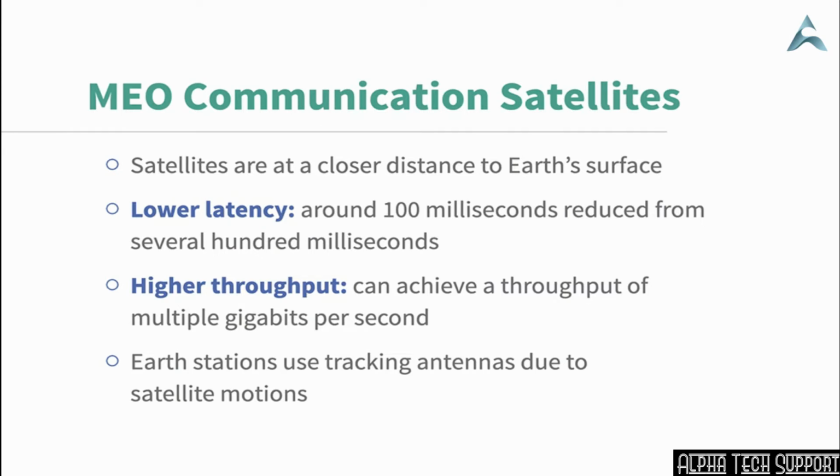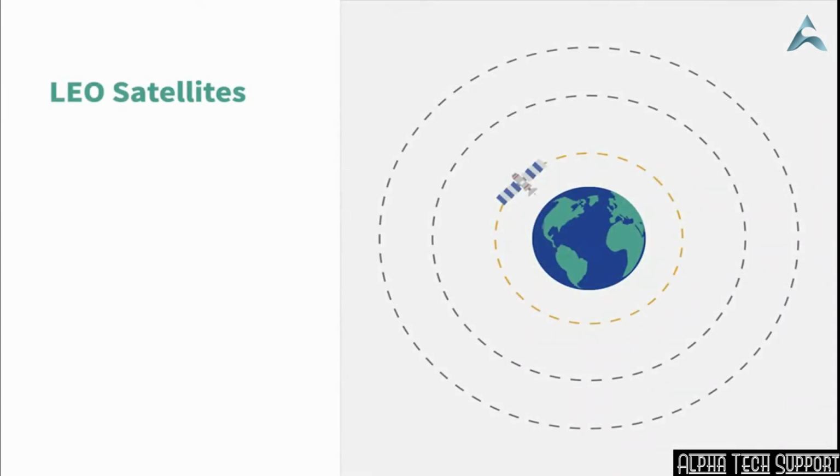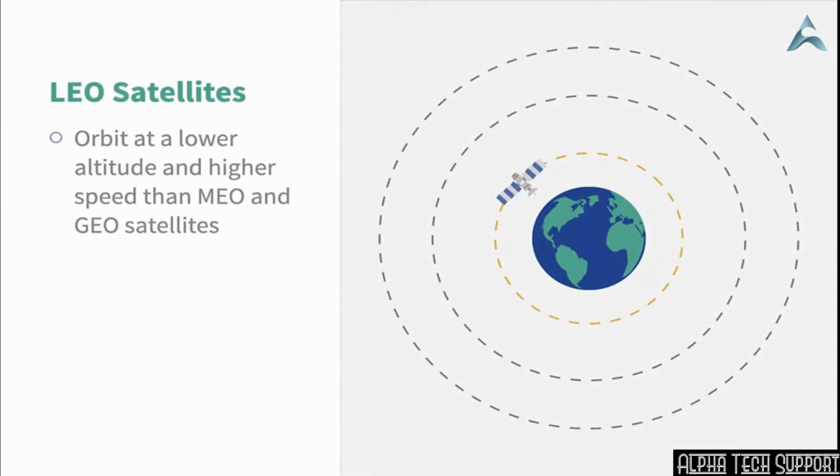A MEO satellite system can be used for broadband internet service. Its components have some differences from a GEO satellite system. LEO satellite systems have provided essential communications services such as voice communication service from the Iridium LEO satellites, which started operation in 1998. LEO satellite systems orbit at a lower altitude and a higher speed than MEO and GEO.